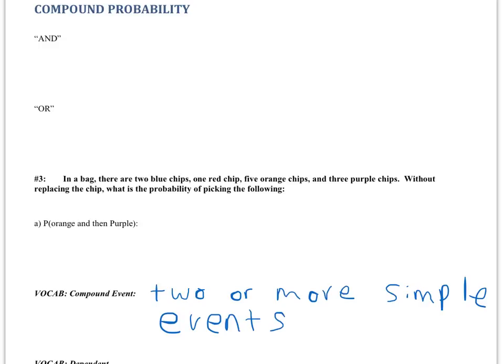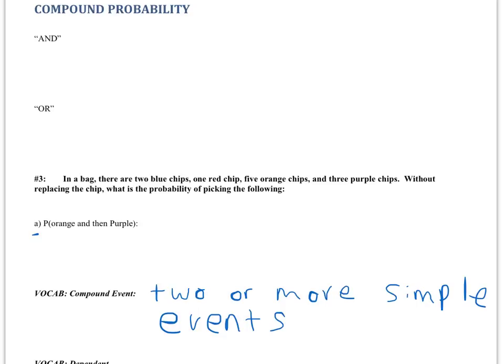Let's actually look at an example of that real quick. If we look at number 3, part A, we have a bag of chips, different colors, and it says, what's the probability that we pick an orange and then we pick a purple? So how many times are you actually reaching into this bag and drawing a chip? Well, you're actually reaching into it 2 times now. That's a compound event where you have 2 or more different events or trials.